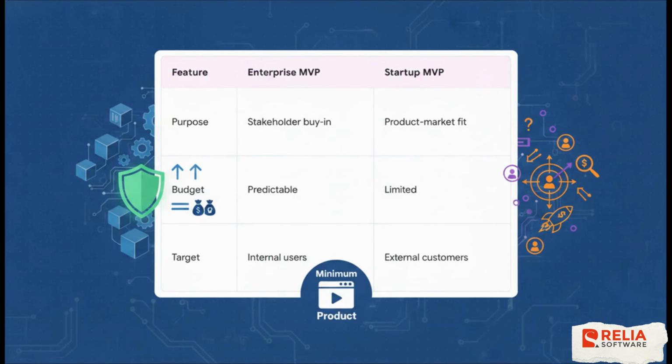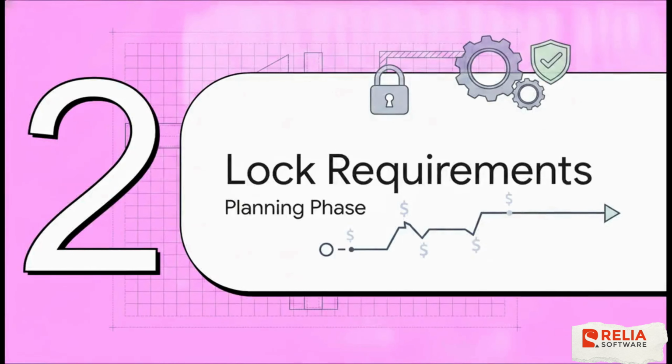The solution, of course, is a minimum viable product, but with an enterprise twist. Unlike a startup that's desperately searching for product-market fit with external customers, your goal with an enterprise MVP is usually securing stakeholder buy-in and testing scalability with internal users, all without blowing your very predictable budget on day one. It has to be scalable, for sure, but it strictly restricts its scope to only the absolutely essential features to minimize early complexity.